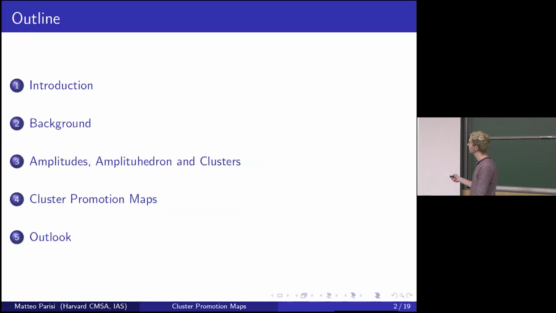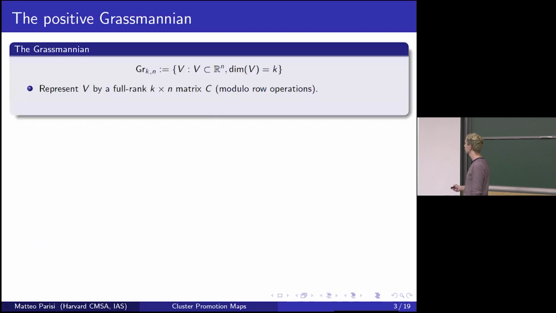Okay, so I will start with background on the positive Grassmannian, the amplituhedron, and cluster algebras, and then I will move to explain how this is related to scattering amplitudes in N=4 super Yang-Mills. Finally, I will talk about cluster promotion maps, and I will give an outlook.